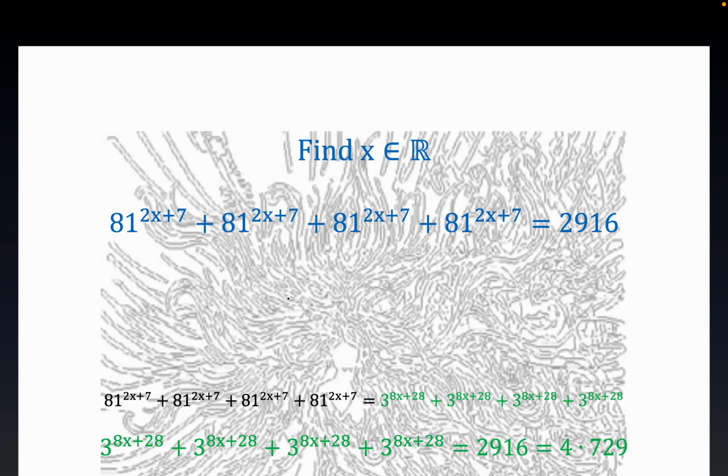Good evening, everybody. We are looking for a real valued solution to this exponential equation with linear exponents. Now, a couple of important facts. 3 to the 4th is equal to 81, which is the base here. You see the base 81 happening 4 times.